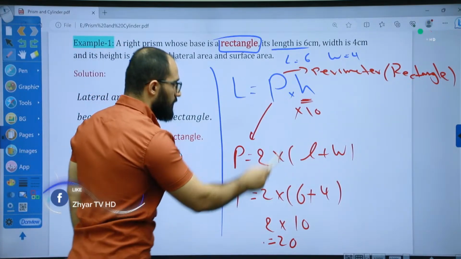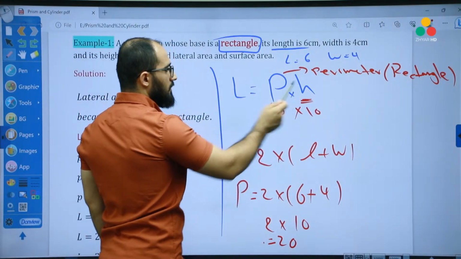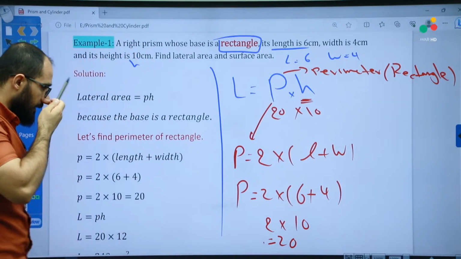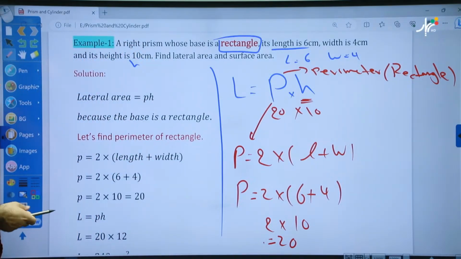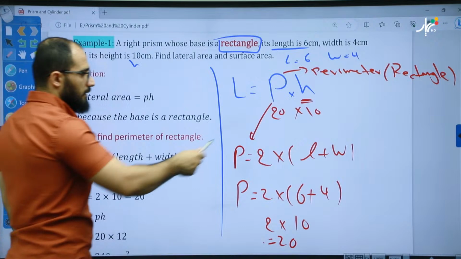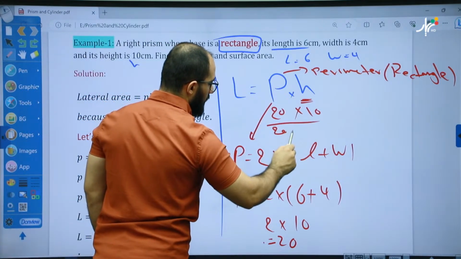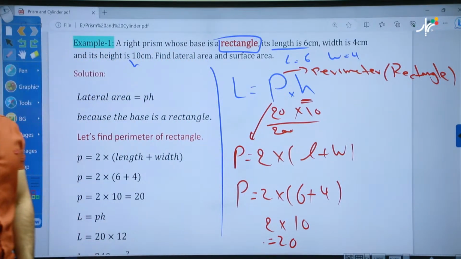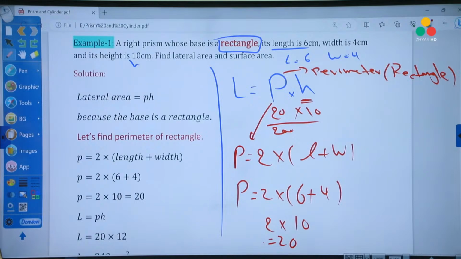What was P? 20. What was H? 10. So 20 times 10 is equal to 200. So PH is equal to 200. The lateral area is equal to 200.